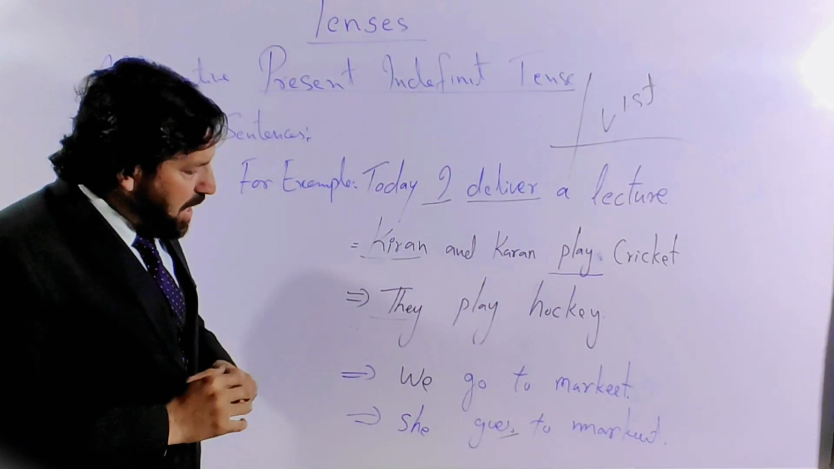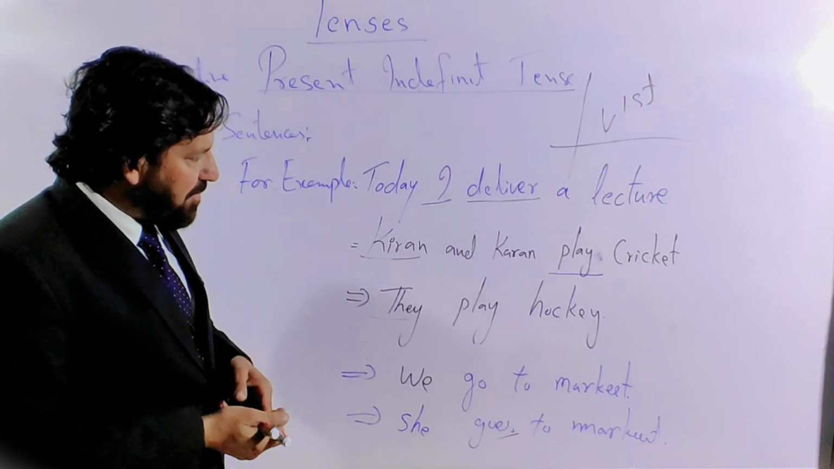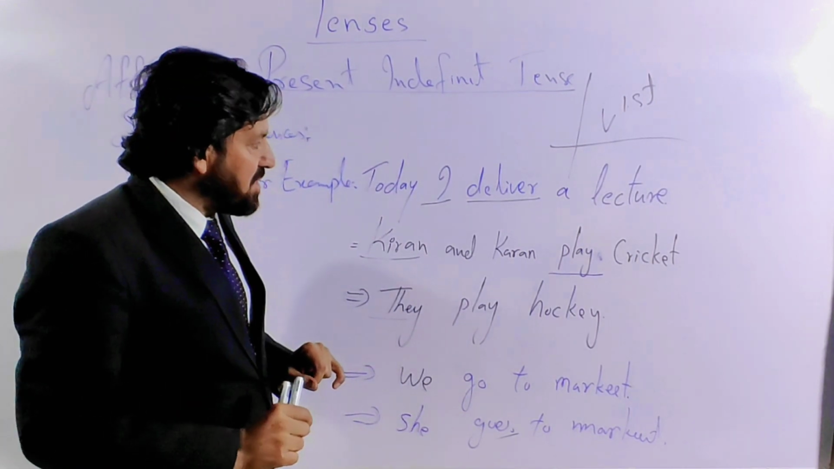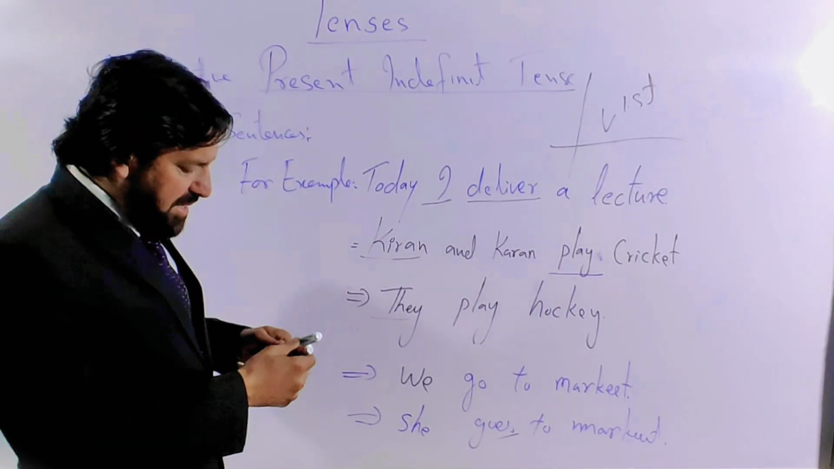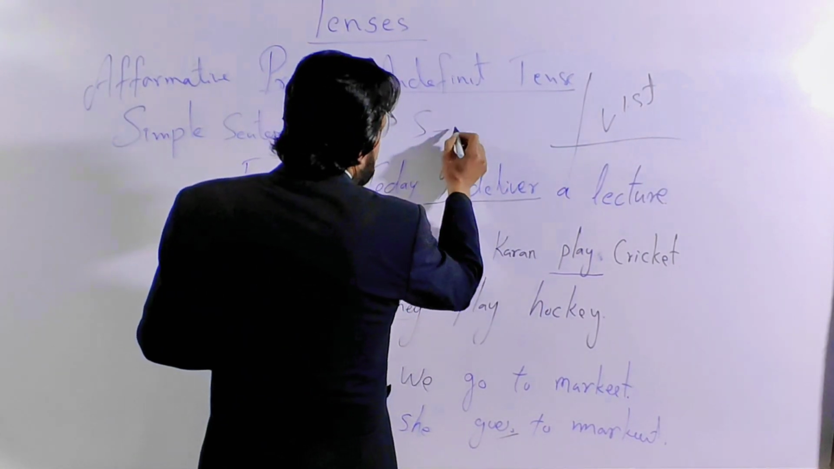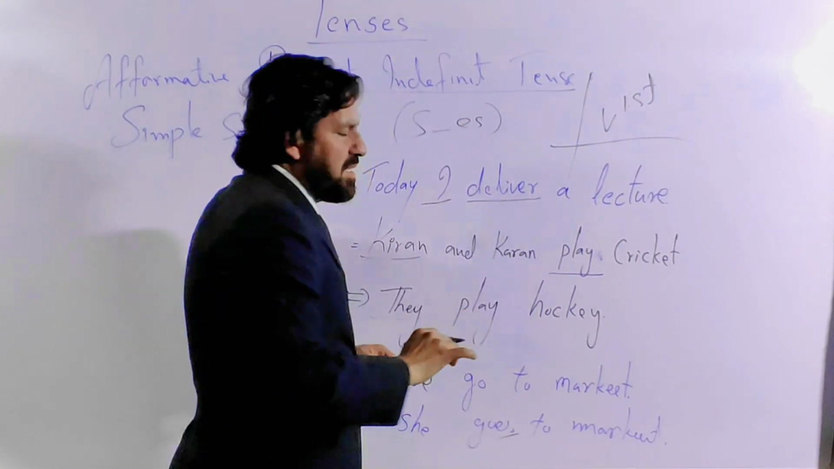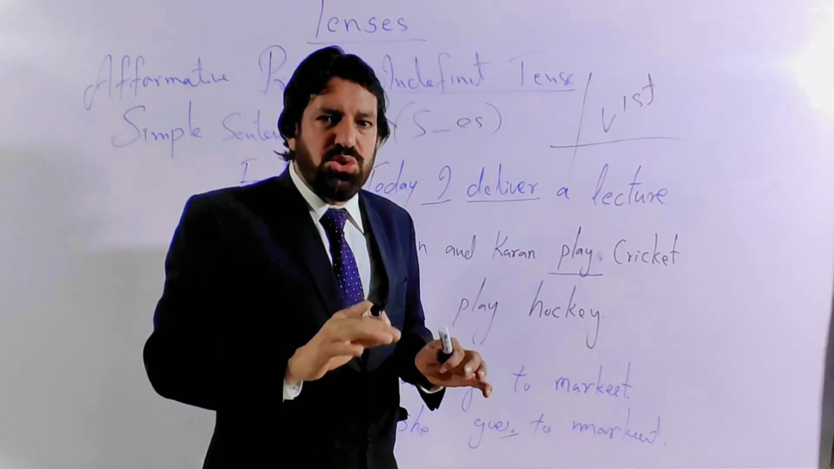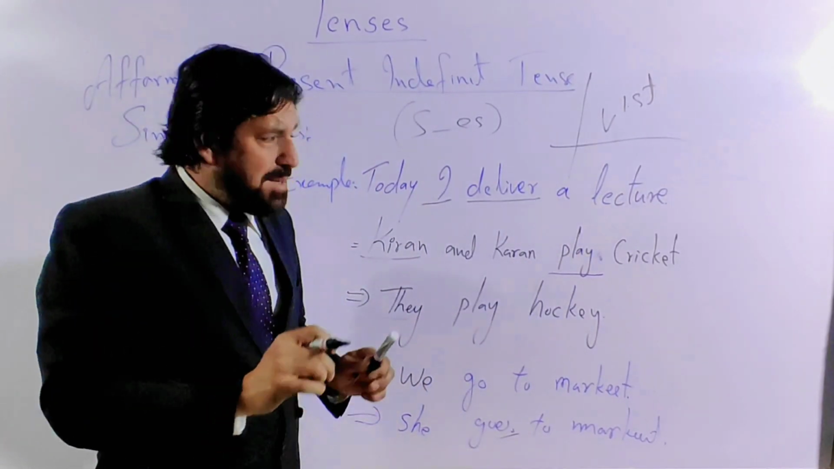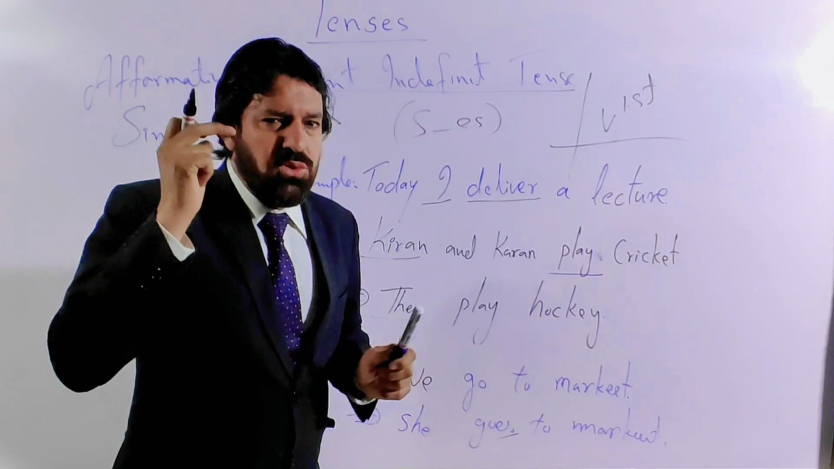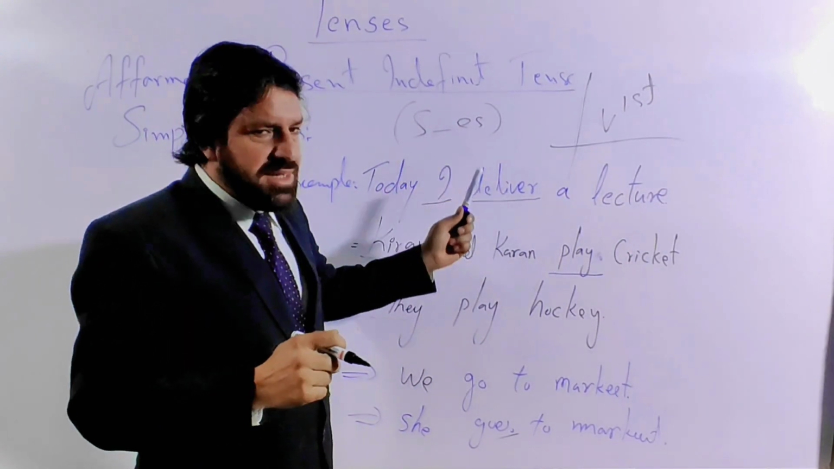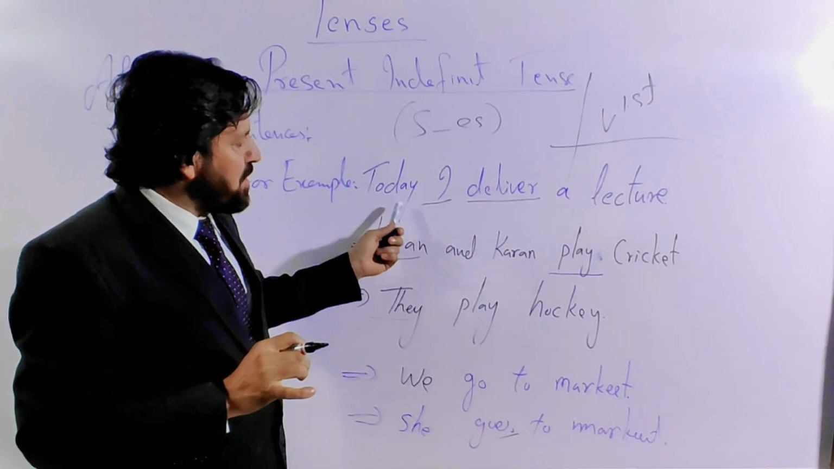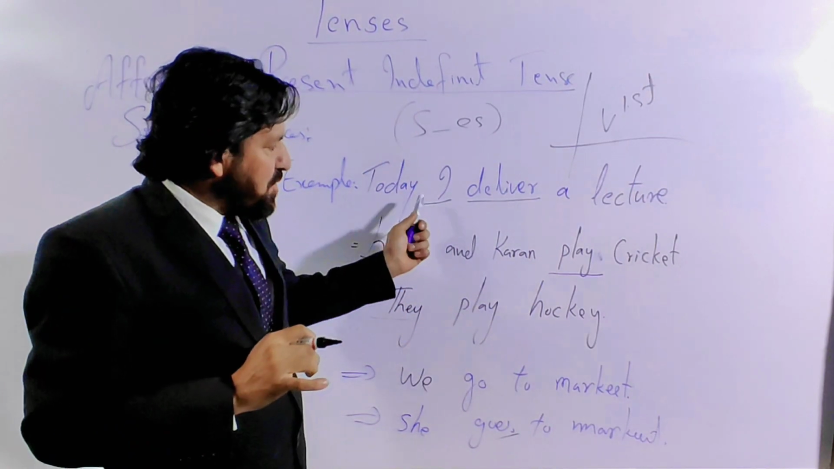The next one is that I have written here the first form of verb, but there is a little bit of technique here. In present indefinite tense, we have to use s or es. And remember, in the remaining 11 tenses, you will never use s or es; only in present indefinite tense do you have to keep in mind that you have to use s or es. But how? Let's see. Here I write a sentence: today I deliver a lecture.